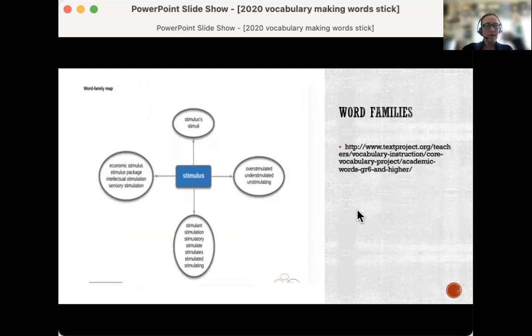You can go completely low tech. This is just an example that I pulled up from Text Project, but stimulus, right? You can connect it to overstimulated, understimulated, unstimulated, and then you can go to stimulant, stimulate, stimulates, economic stimulus, stimulus package, intellectual stimulation, sensory stimulation. So again, you've got the keyword that you're trying to remember, but you're connecting it to things that are maybe familiar to you. A little bit less blingy than the other things we were talking about, but certainly just as effective, just a basic concept map or word family map, right?